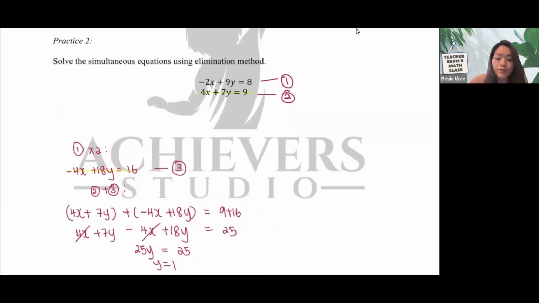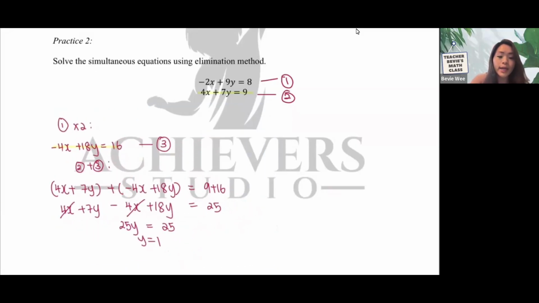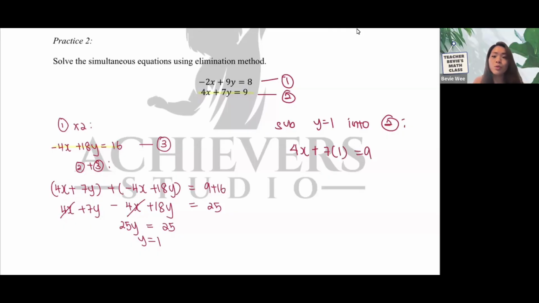Okay, so now I've already found one unknown variable y. Likewise, I have to sub it into any of equation 1, 2, or 3 to find my second unknown variable x. All right, so I'll sub y equals 1 into, this time around, equation 2. I'll get 4x plus 7y equals 9. 4x equals 9 minus 7, which is 2. And x equals 2 over 4, which I have to simplify down to half.